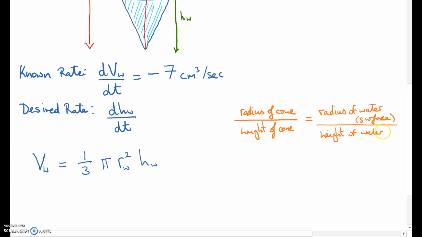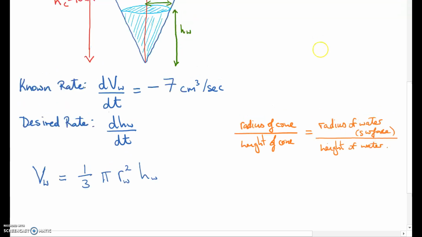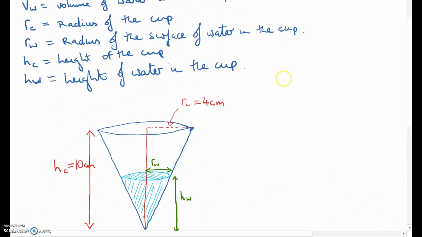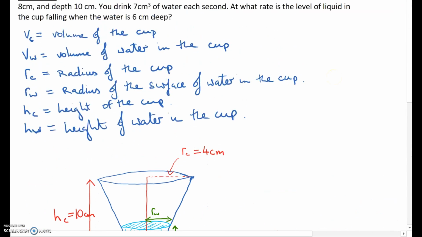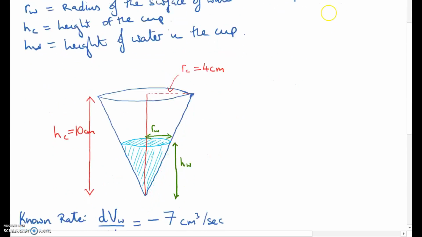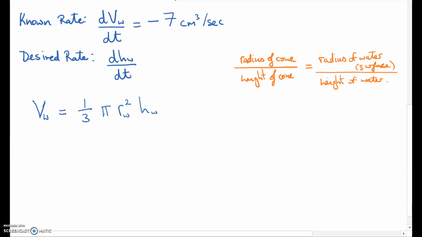Okay, now we can put our own variables on that. The radius of the cone, if you check up here, the cone or the cup, these are all labeled here. So the radius of the cup we called RC, the height of the cup we called HC, the radius of the water we called RW, and the height of the water we called HW. Now RW and HW are changing, we can't replace those, but RC and HC we know.